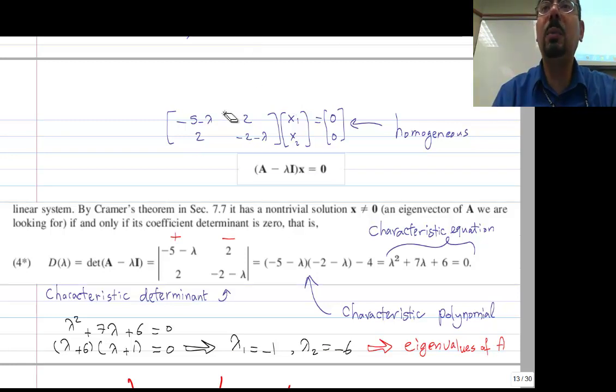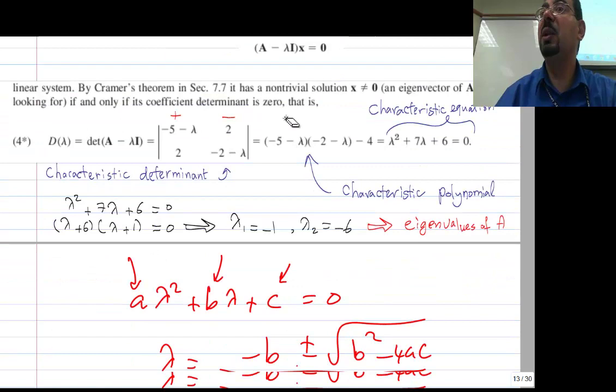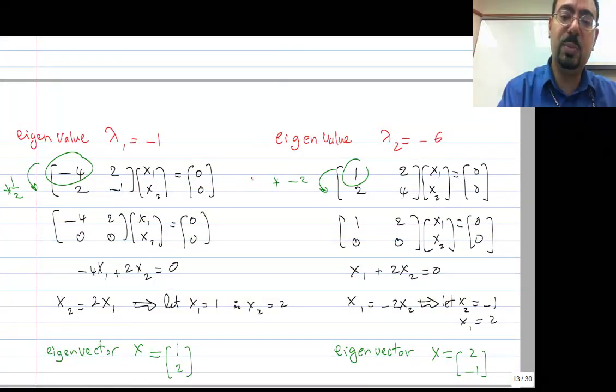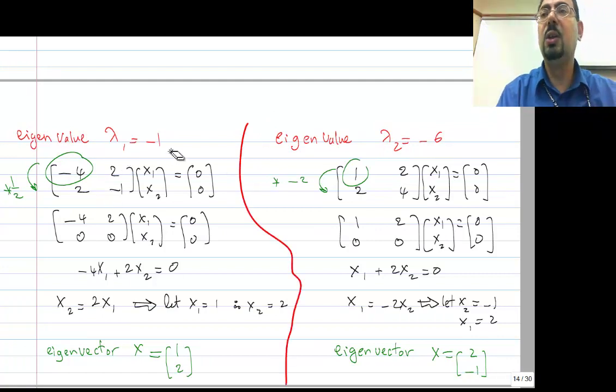So let's go back here and put lambda equal minus 1. You get minus 5 minus 1, and here you get minus 2 minus minus 1. This new matrix, you solve for x1 and x2 in it. That's what he did over here. So this page is basically divided into two parts. Here is lambda equal minus 1, and here is lambda equal minus 6. For lambda equal minus 1, here is the new matrix, and for lambda equal minus 6, here is the new matrix. And what are we solving? We are solving for x1 and x2. Okay?